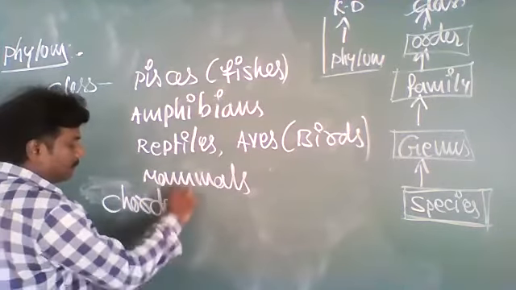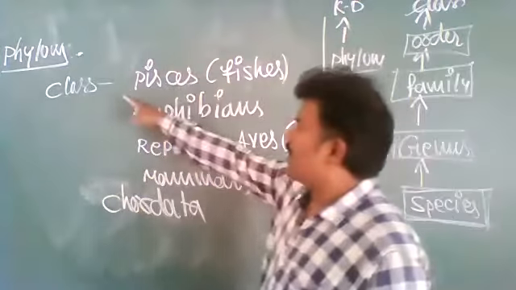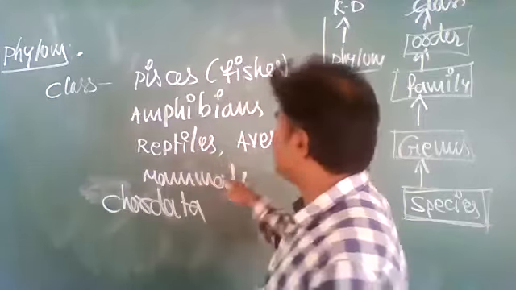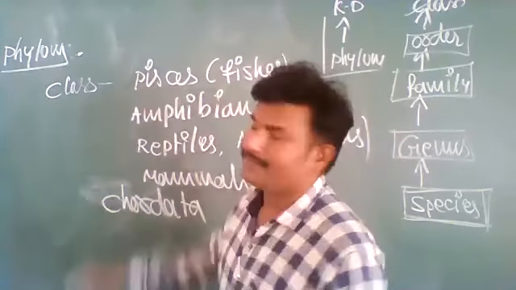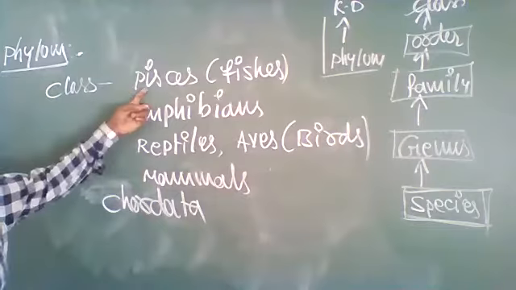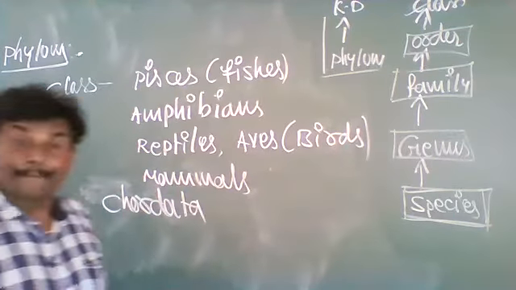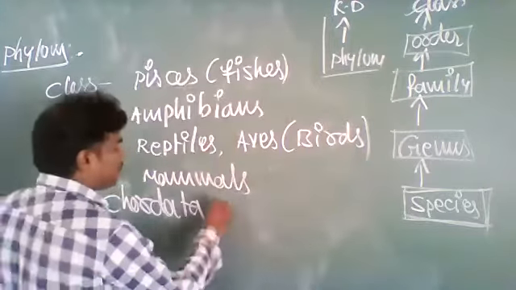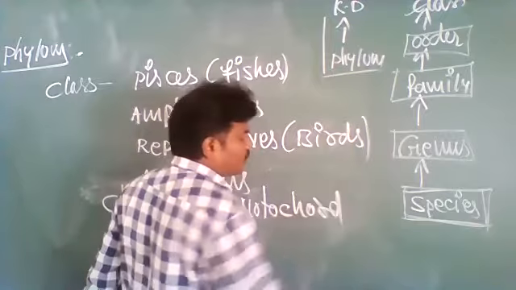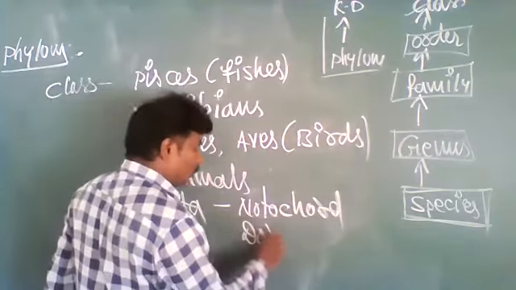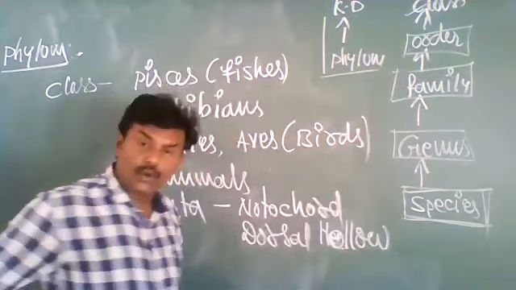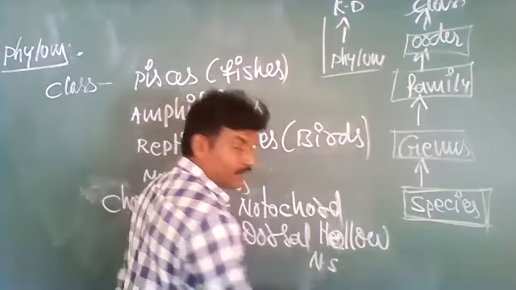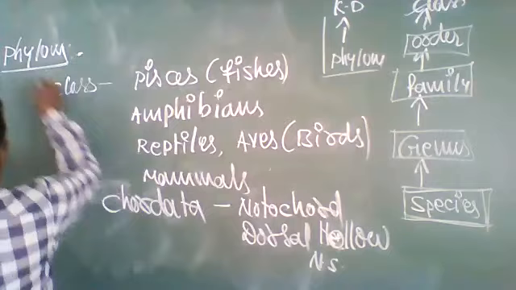Chordata. The classes fishes, amphibians, reptiles, birds, and mammals all belong to the phylum Chordata. Chordate animals possess a notochord, which means backbone, and also a dorsal hollow nervous system. This is called the spine. In case of animals, it is the phylum.